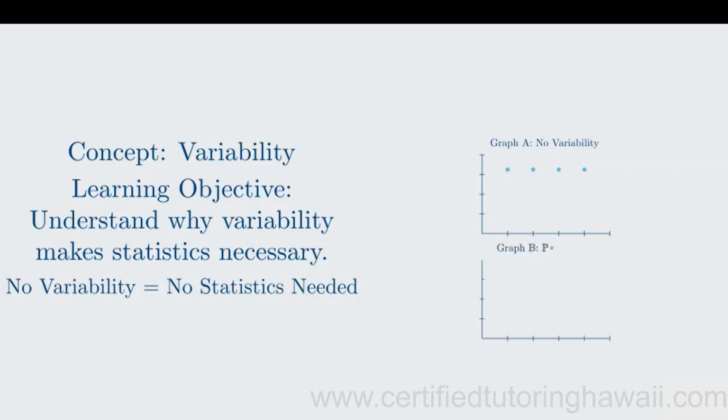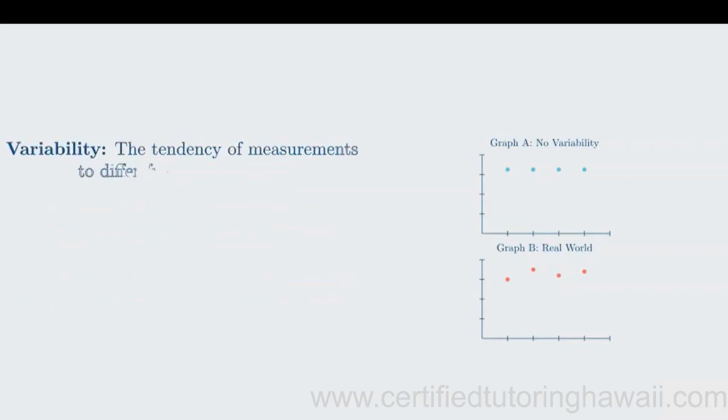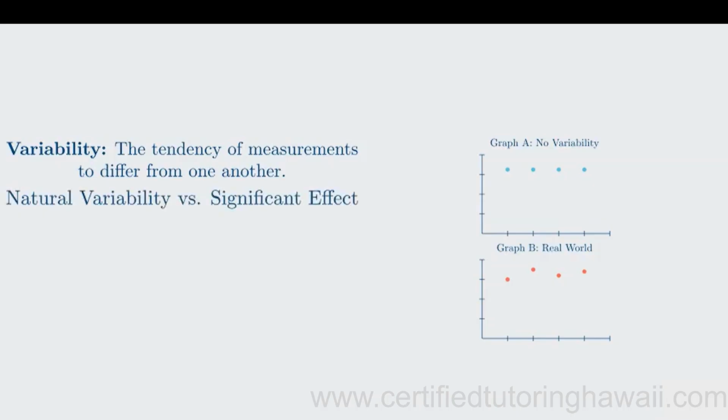But in the real world, data varies. People have different heights, different test scores, and different reaction times. Variability is the tendency of measurements to differ from one another. Because of this variability, we can't just look at 1 or 2 data points and know the whole story. We need statistical tools to help us distinguish between natural variability and a significant effect.